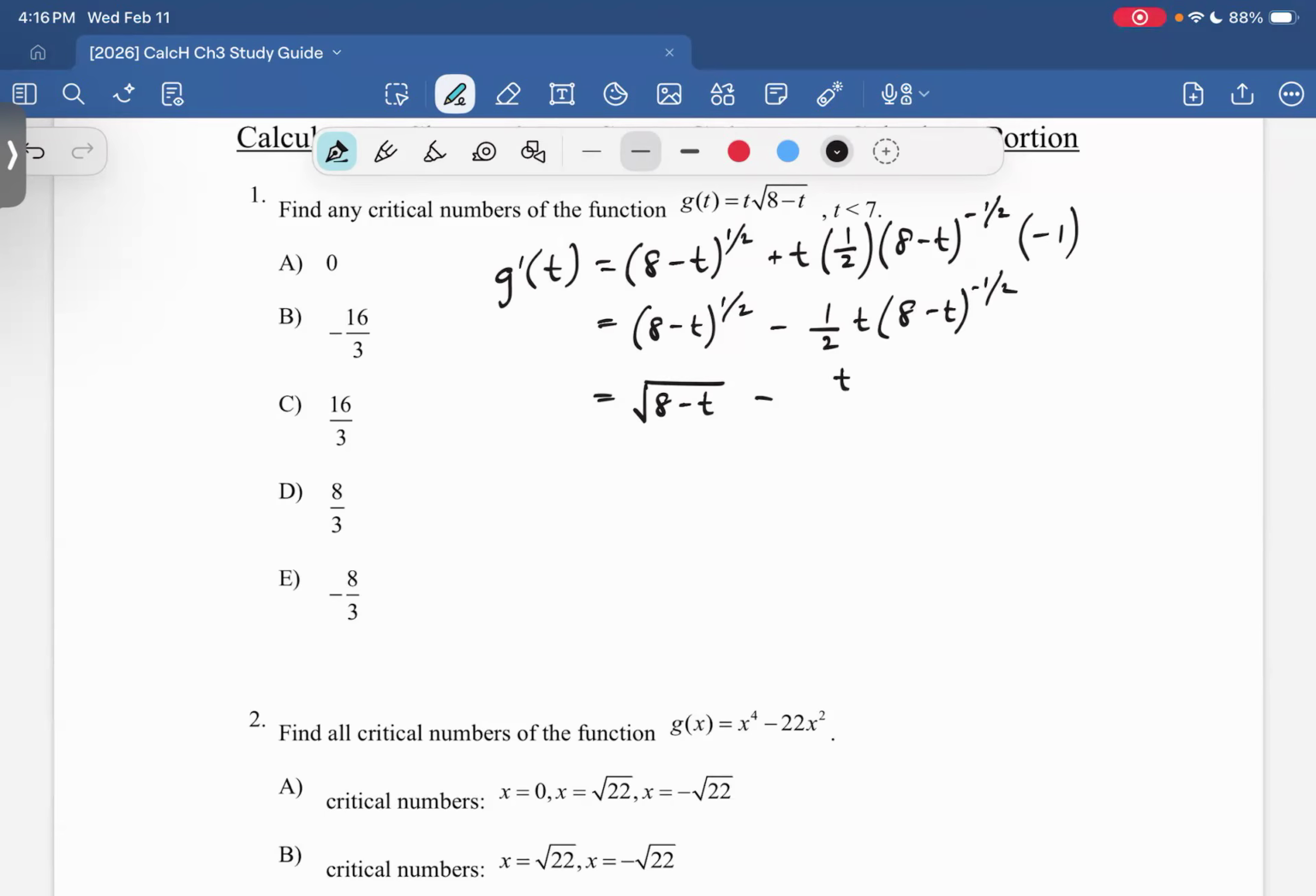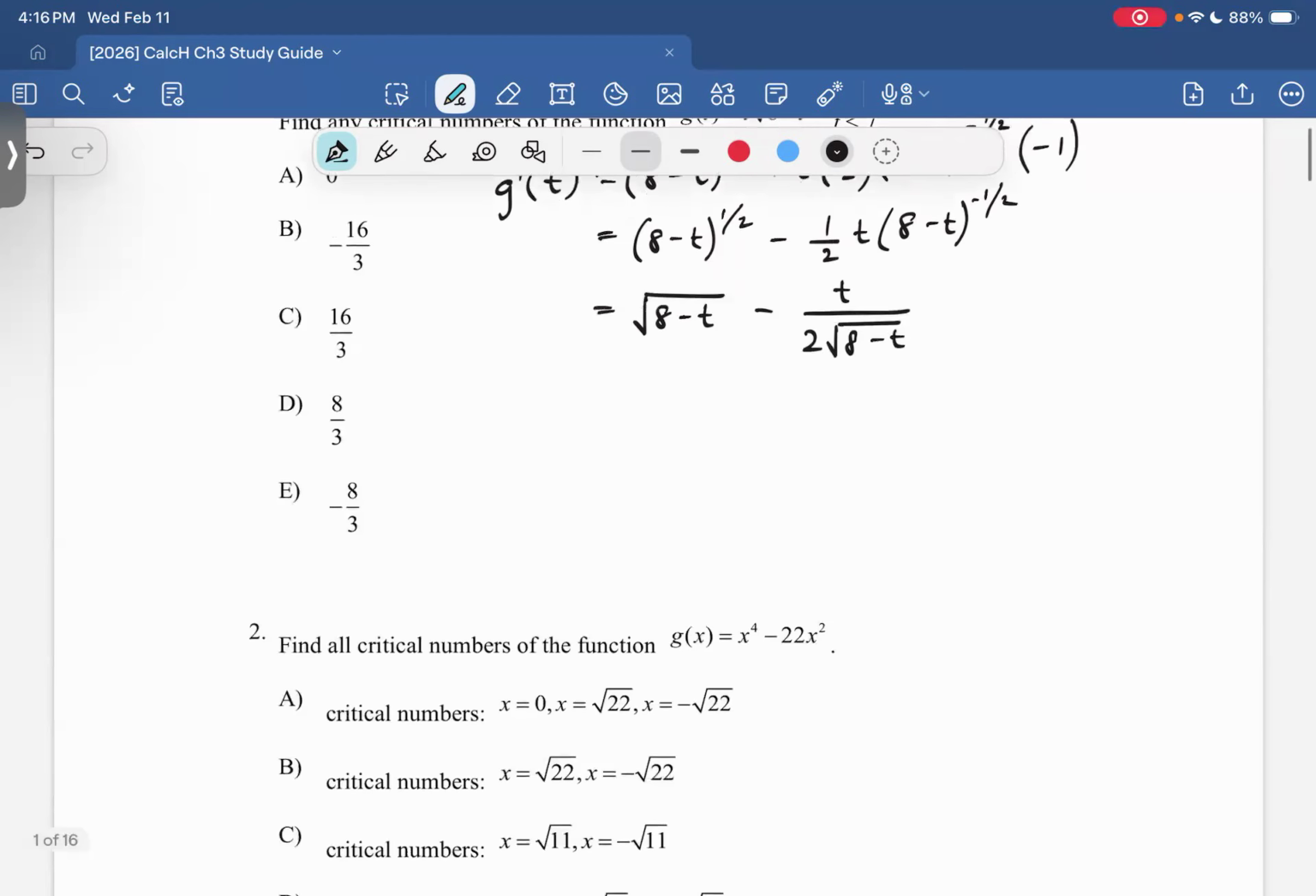t over 2 square root 8 minus t. And if I turn this into a single fraction, so I'm going to try to get the same denominator on both sides, I'll be left with, okay, so I'm going to multiply this by this denominator.